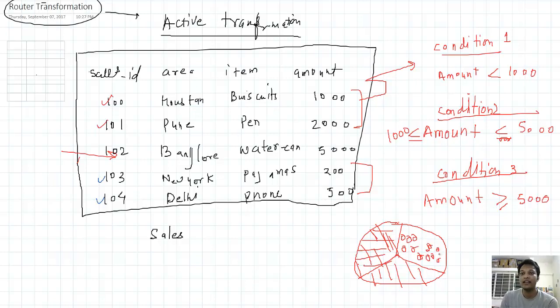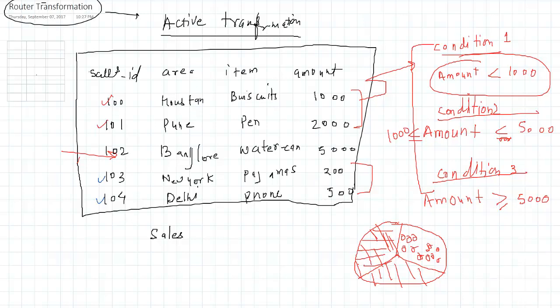Now there are many scenarios where we have to divide our data into multiple parts. We can achieve this using router transformation in Informatica. Just like I have put the conditions over here, in our router transformation we'll be putting the conditions, and that will divide the data for us. Clear?